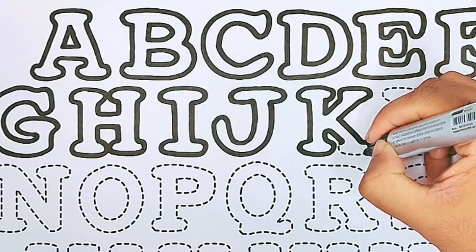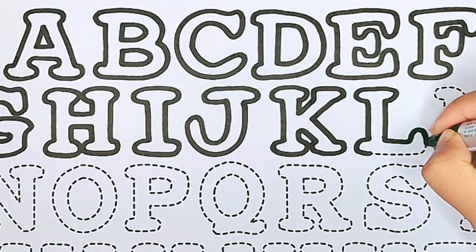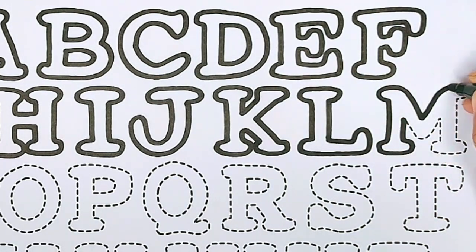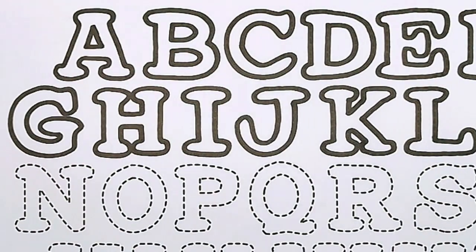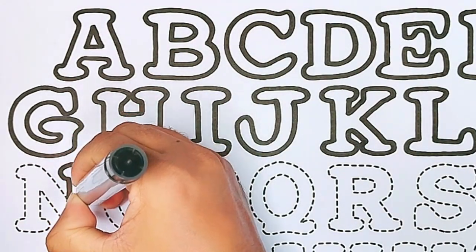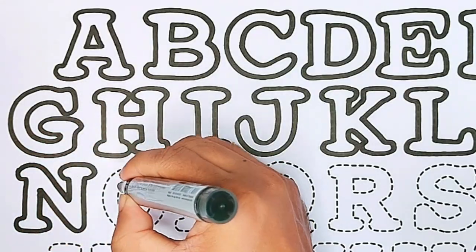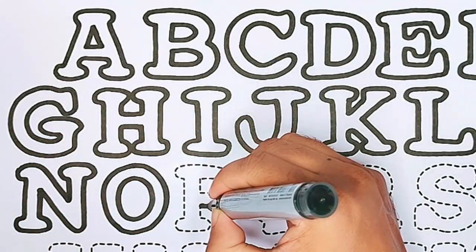K for kite. L for lemon. M for mushroom. N for noodles. O for onion.